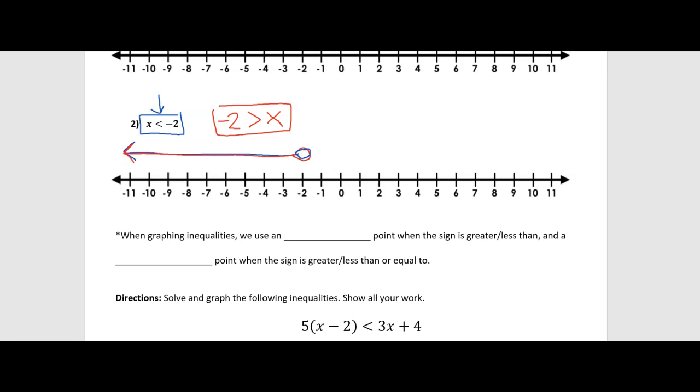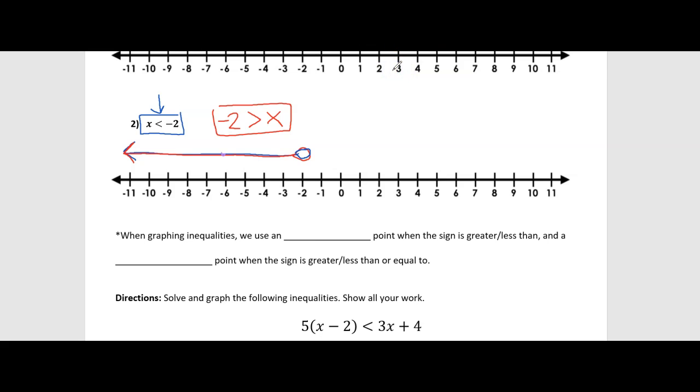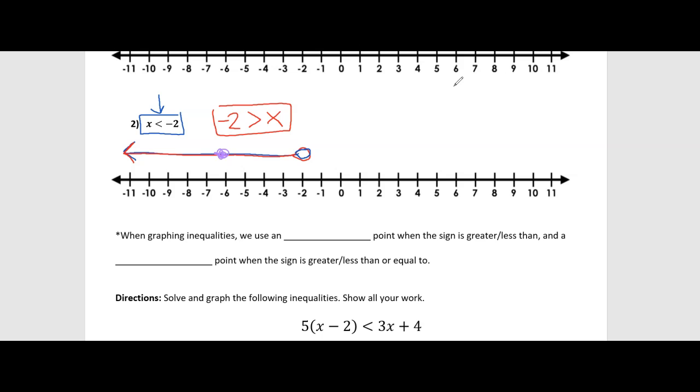So if you're unsure of which way to draw it, choose a test point, right? If we choose a test point on this side, let's choose -6. Well, if I look at the blue inequality, I would get -6 is less than -2. Well, that is true. -6 is less than -2. And if I tested it in the red one, -2 is greater than -6, that's also a true statement, right? I'm just reading it in the reverse way.